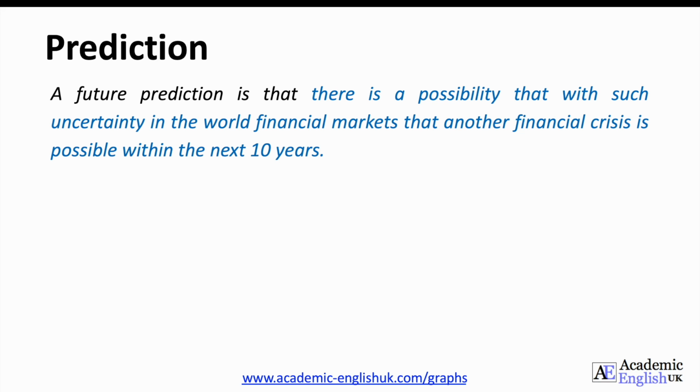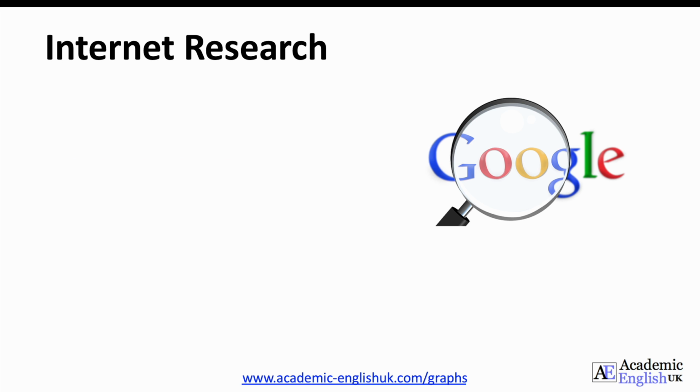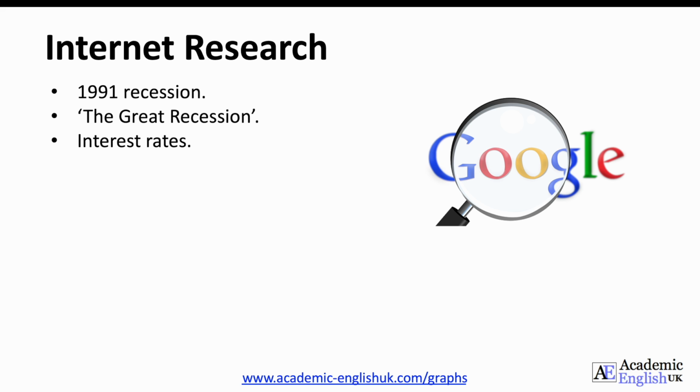A future prediction is that there is a possibility that with such uncertainty in the world financial markets, another financial crisis is possible within the next 10 years. I have obviously had to do some research on the internet to identify some of the key facts, like the 1991 recession and the 2007 term, the Great Recession. I've obviously also investigated interest rate rises and stimulus packages. And this is a big part of the investigation into creating a good evaluation.